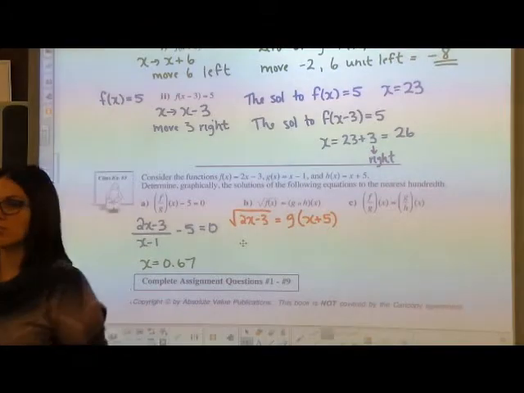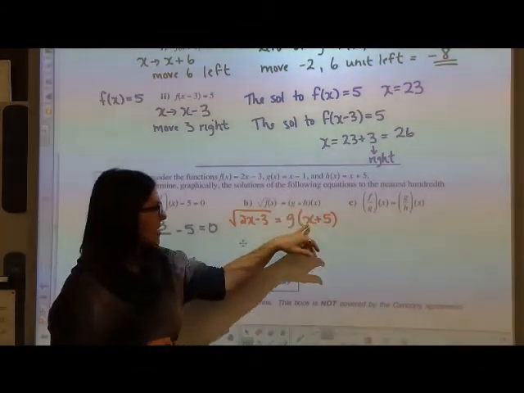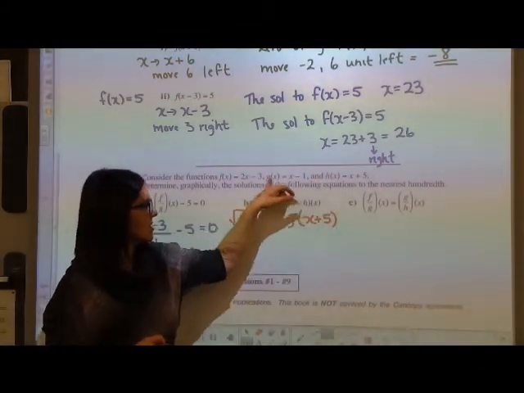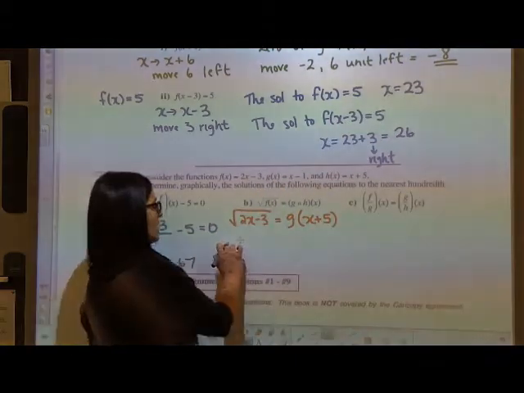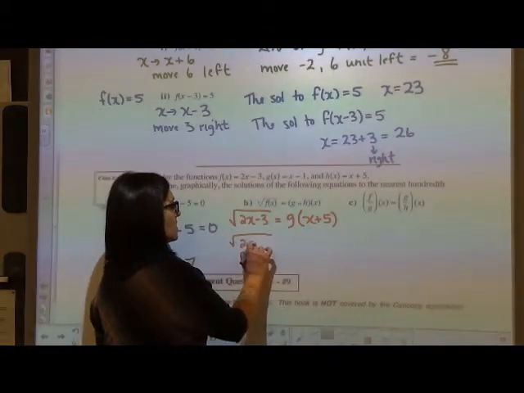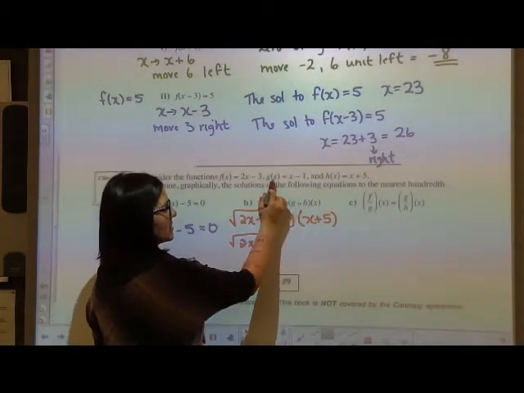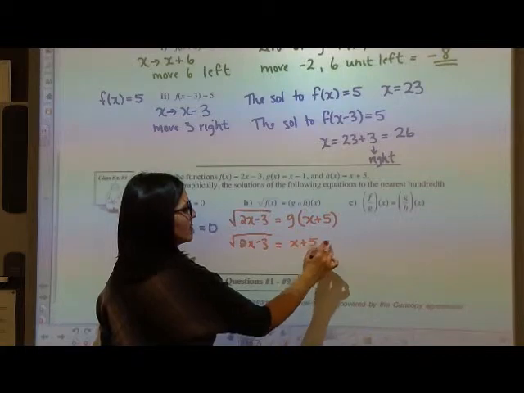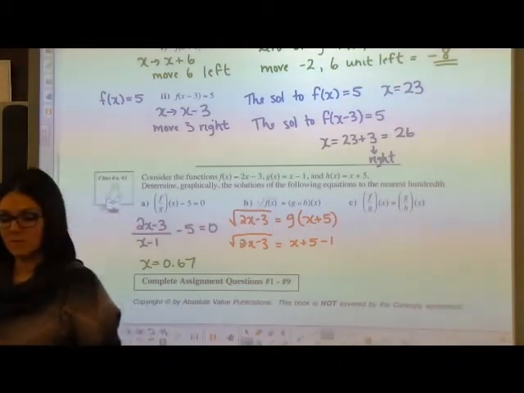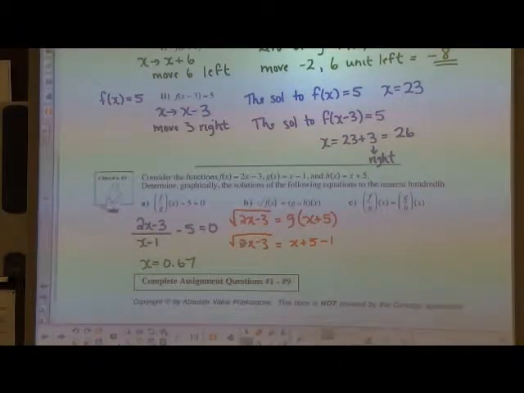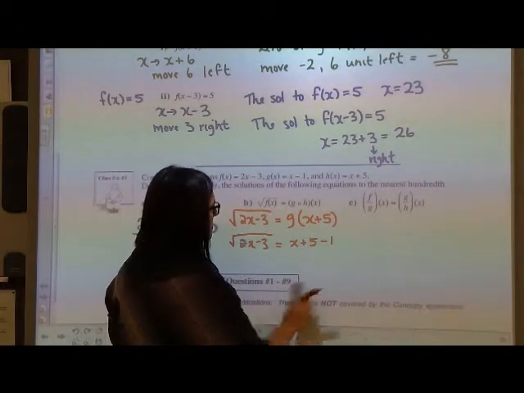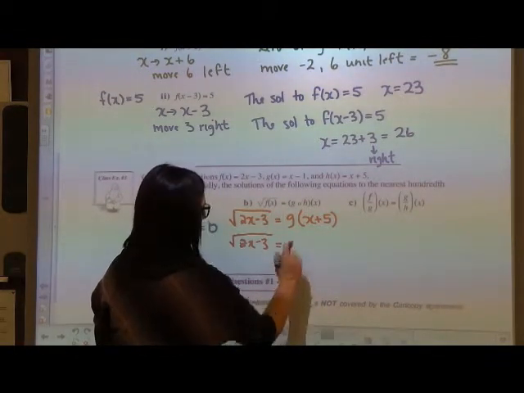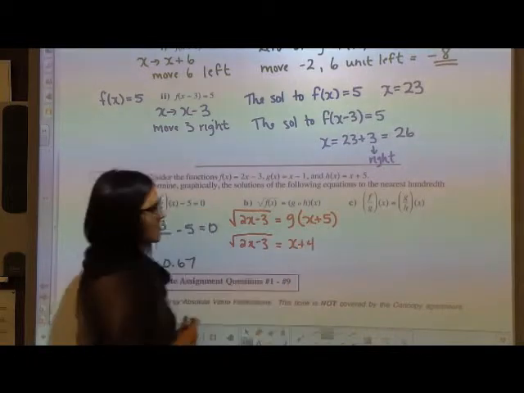So I have to do that one in two steps. So I substitute h of x into the g of x equation. So now I've got 2x minus 3 equals, instead of writing x, I'm going to write x plus 5 minus 1. And what is x plus 5 minus 1 going to equal? X plus 4. So then this would become x plus 4.